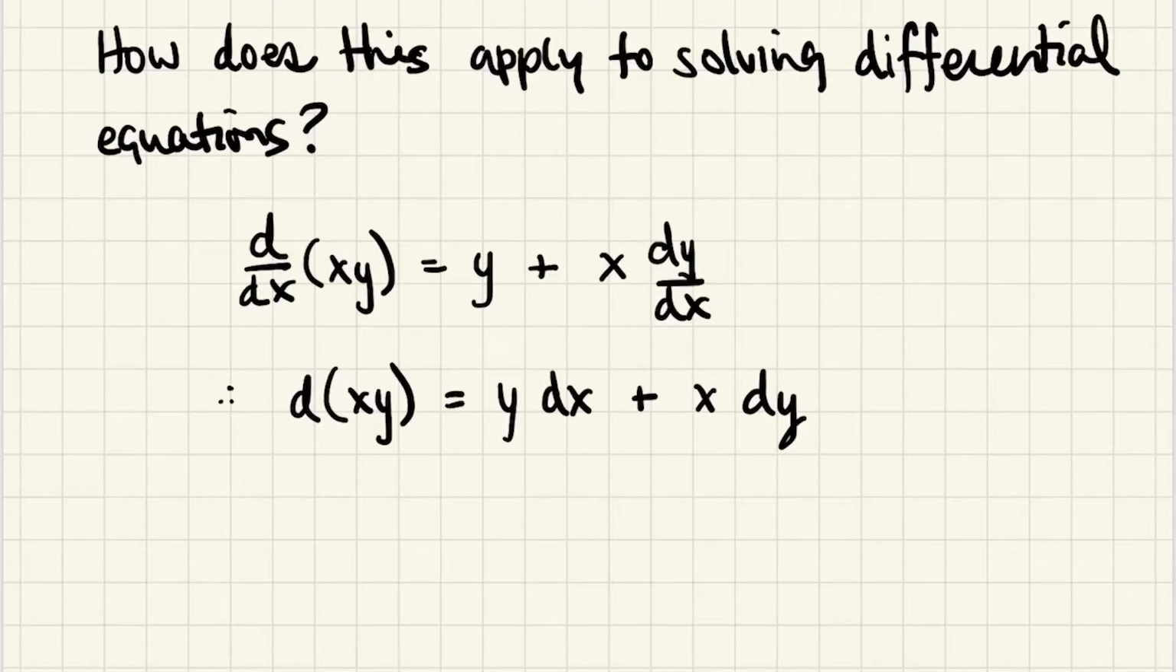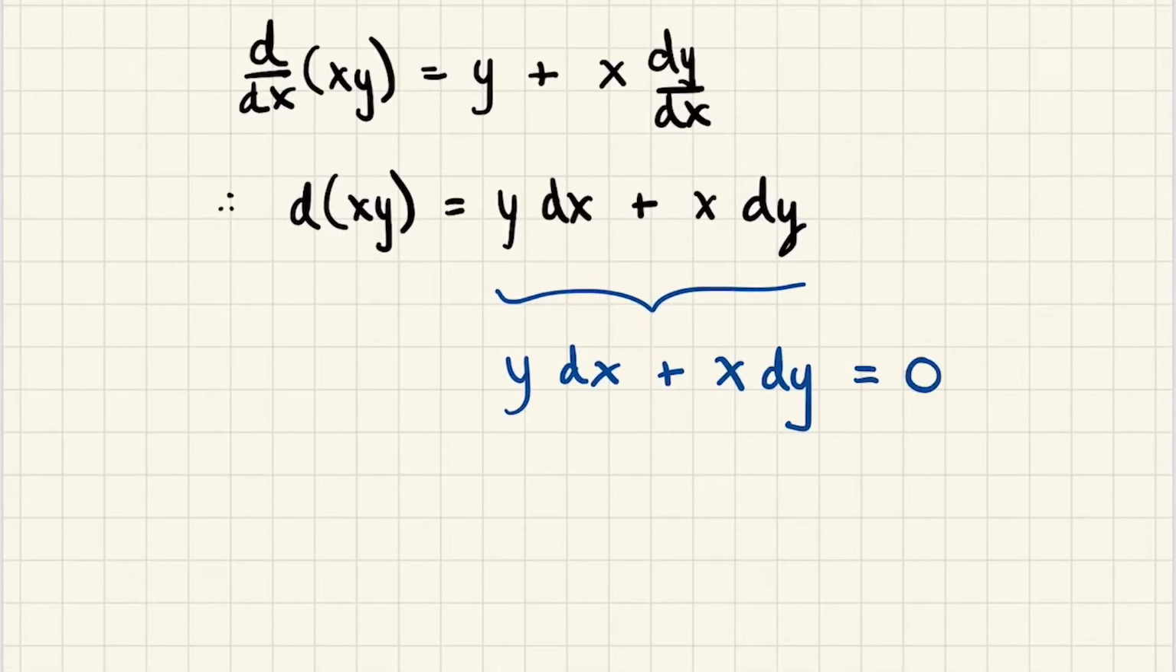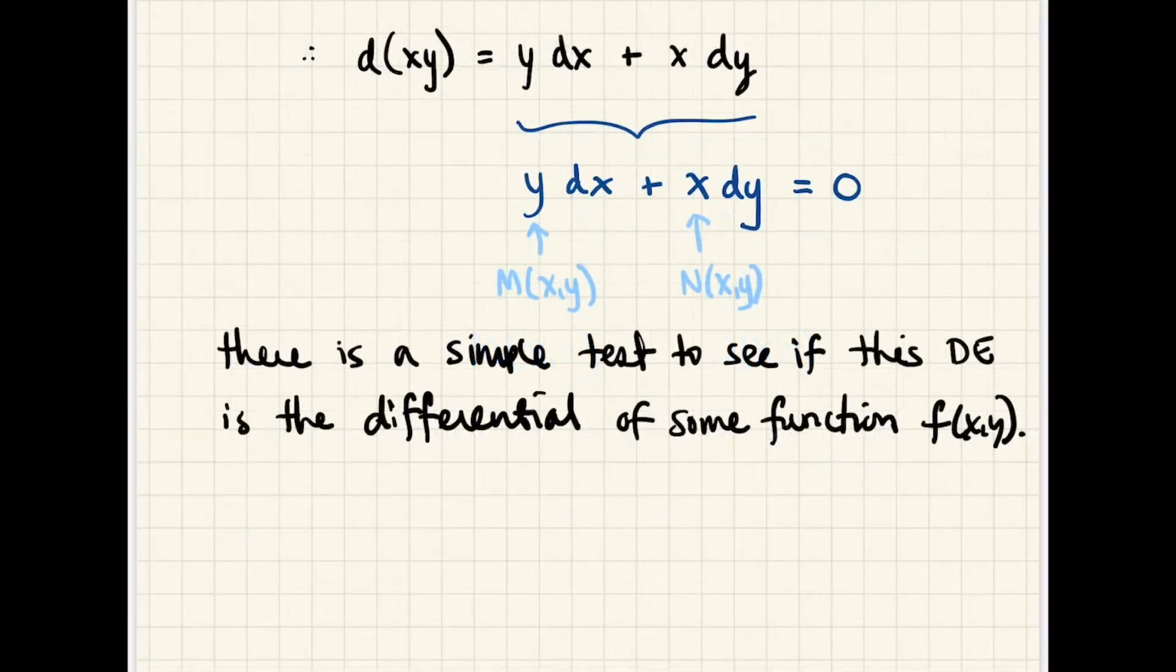Now suppose we didn't know that the right-hand side were the differential of x times y. And all we knew is that we had a differential equation written in differential form that looked like this. Well, recall that this term here we referred to as M, and this term here we referred to as N. Well, there's a simple test we can apply to M and N to see whether or not this expression here is the differential of a multivariable function. If we apply this simple test and it's successful, then we'd be able to construct the f(x,y) using a simple integration process.